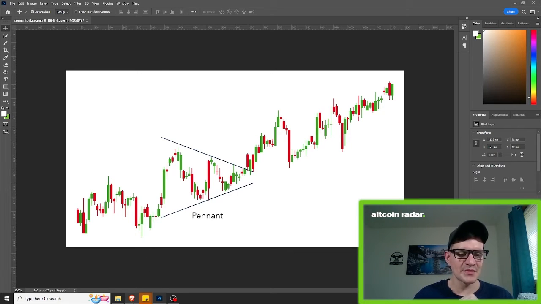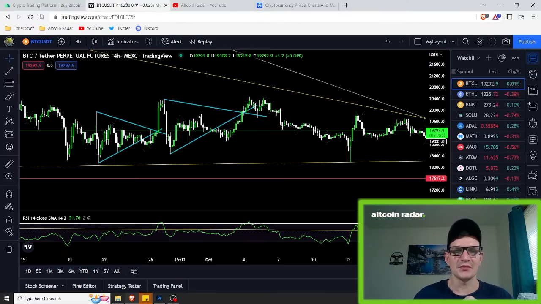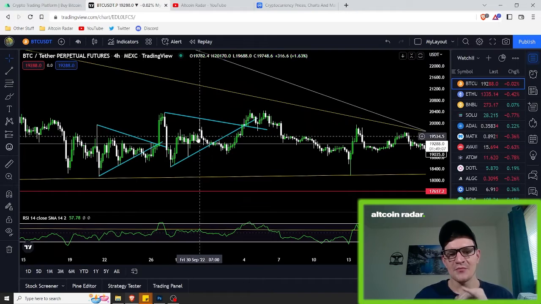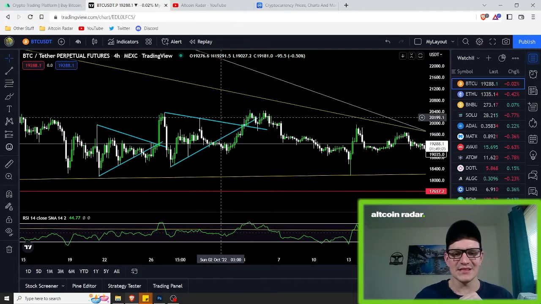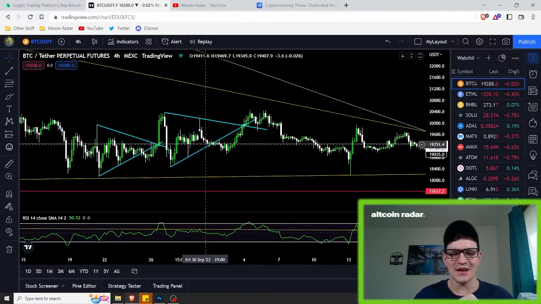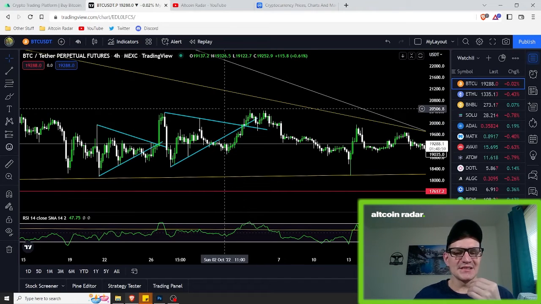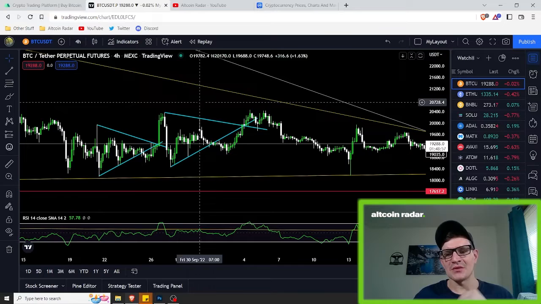But let's take a look at some in real life, because there are some on the current Bitcoin chart, on the daily chart. You can clearly see them right here. This one is not so much. It's not as confined as this one, but we'll talk about them nonetheless.